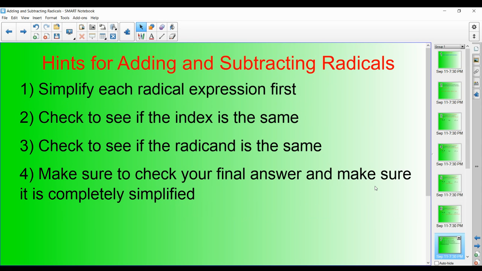So here are some hints, things we should look at. First, take each radical expression by itself and simplify it. Use the factor tree, break it down, so we can get the simplest radicand possible, or the smallest radicand. Then we have to look at the index of each and the radicand. We have to check to make sure they're the same. And then we check our final answer, see if any more terms can be combined, or if we have different indexes and different radicands, then we're done.